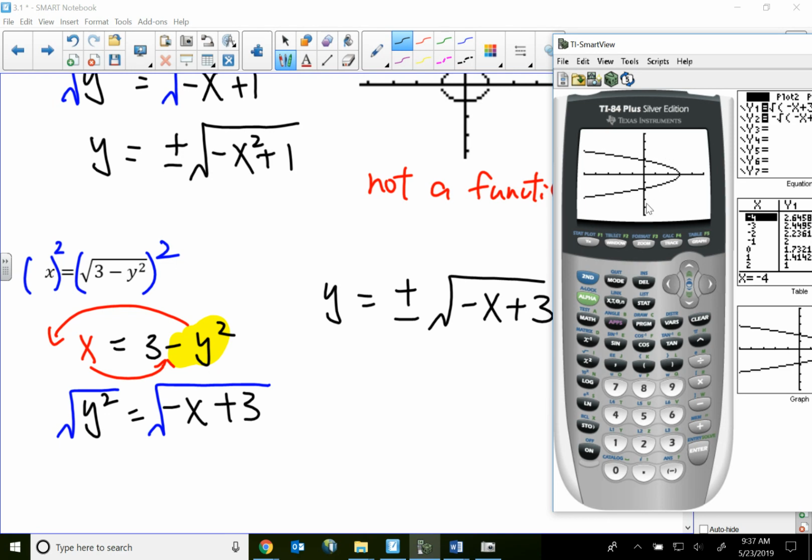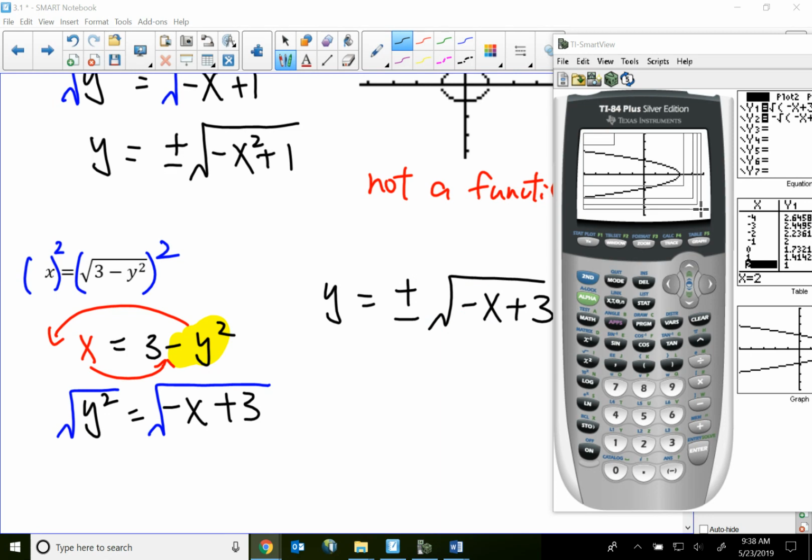It looked like a U-looking shape, but this U-looking shape is actually pointing to the left. Okay, so if I go to my table, let's take a look. If I put x equal to 2 for one equation, remember y1 was the positive square root I entered, y2 was the negative square root I entered. So if I pick a single value of x here, that will give me (2, 1) and (2, -1). So that means this is actually not a function.